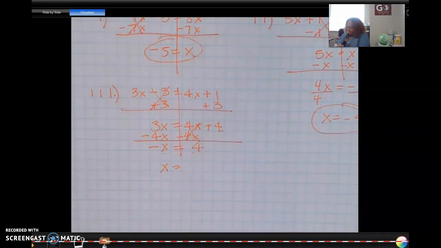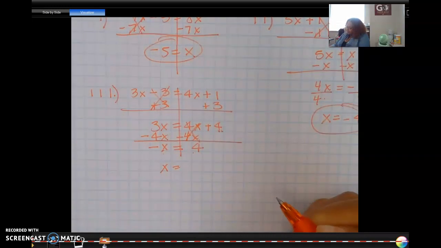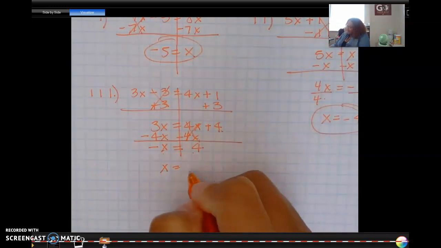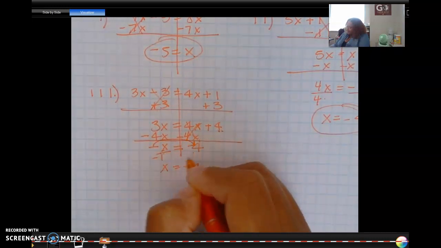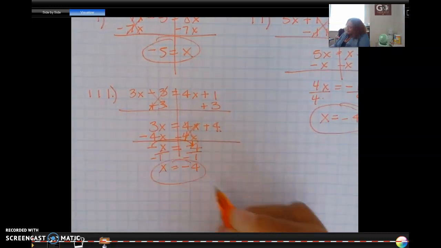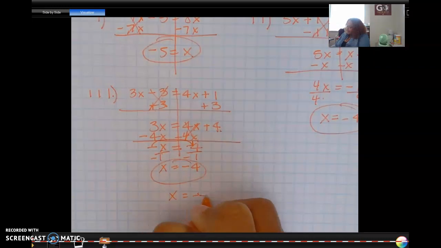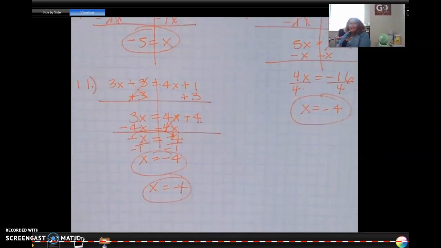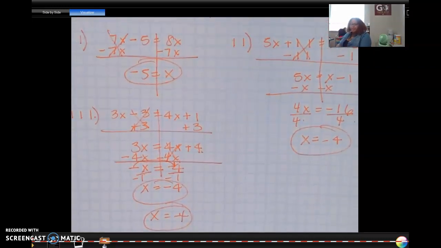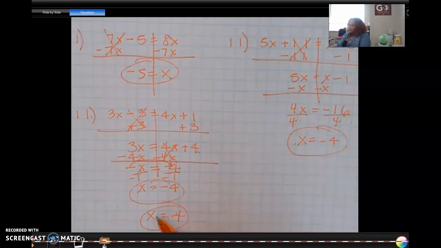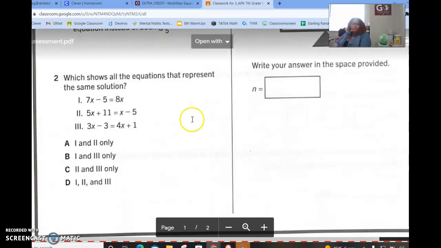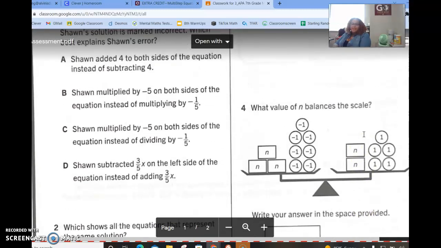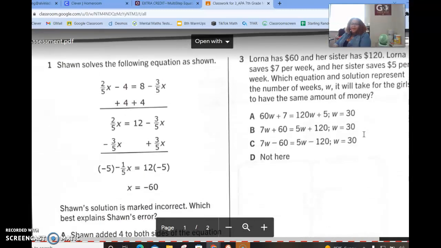What's positive x? Nope. Negative 4. Give the sign over here. You're dividing by negative 1. X is negative 4. So who has the same answers? Those two. Okay. Let's do number 3.